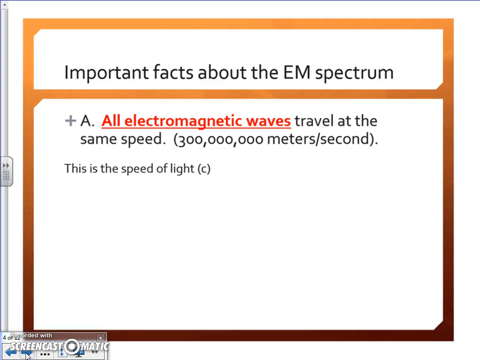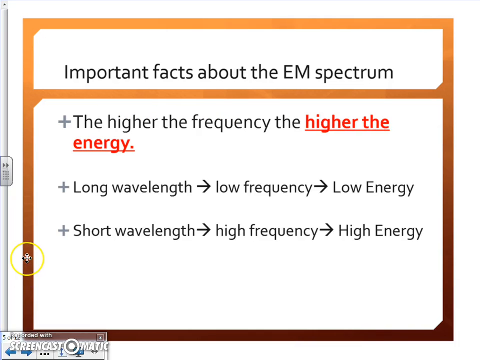All right, important factors to know. All of those waves, no matter which type, travel at the speed of light. You'll see that abbreviated as c. So 3 × 10⁸ meters per second, or 300 million meters per second. Real fast. What I was talking about a couple slides ago, important facts to know: higher frequency, higher energy. So long wavelengths, low frequency, low energy; short, high, and high. Two different ways of thinking about this part up here. Same thing.